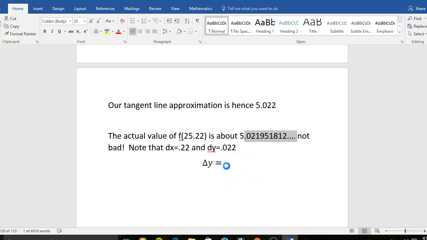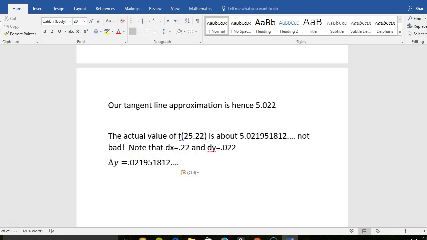Let me just copy and paste the decimal portion without the 5. Just the 0.02 part. So delta y would be 0.0219, so on forever. You'd have to write forever. It's an irrational number. But dy is much prettier. Dy is not exact, but it's much nicer to find. Delta y is exact, but could be very hard to find.